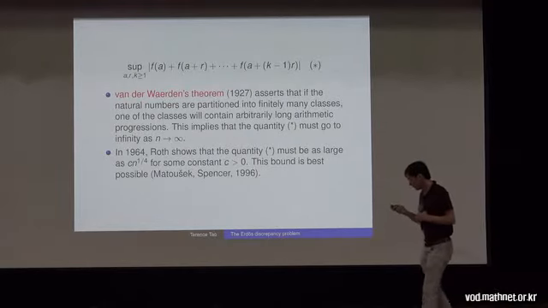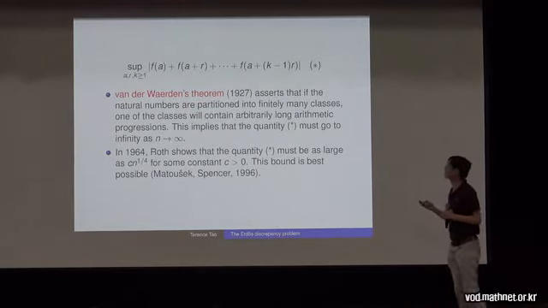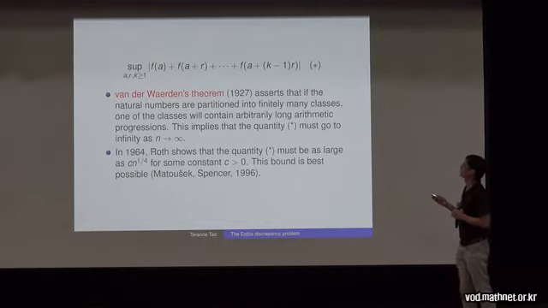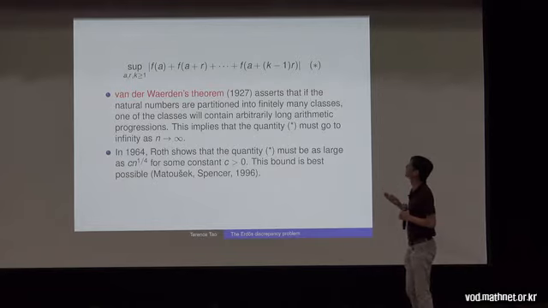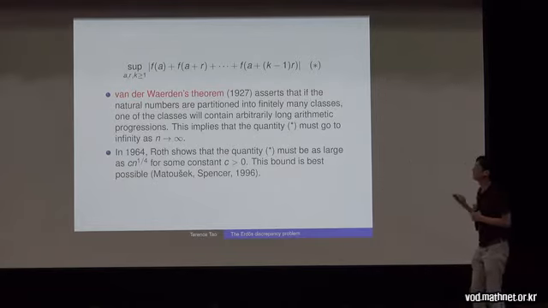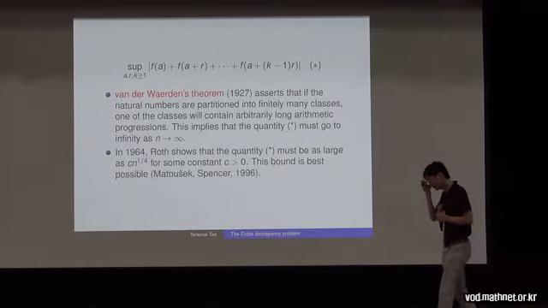Okay, so there's a famous theorem in an area of combinatorics called, these slides are slightly out of date. Okay, so there's an area of mathematics called Ramsey theory. And one of the first theorems in Ramsey theory is something called van der Waerden's theorem from 1927.